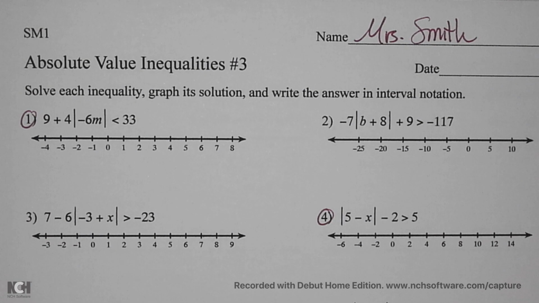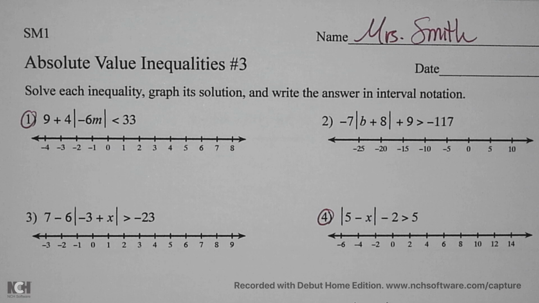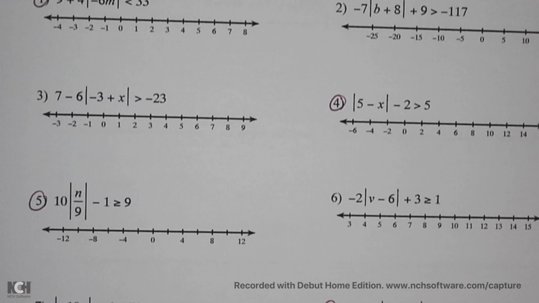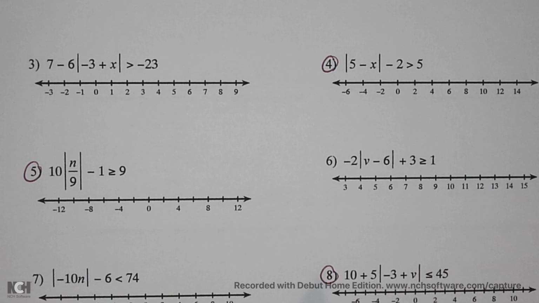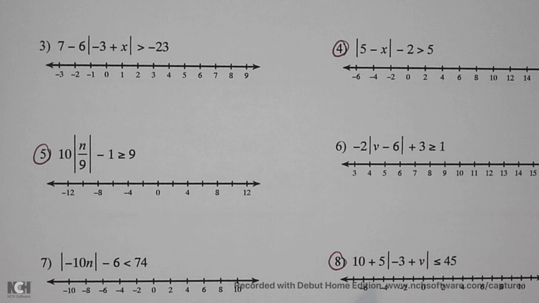We are going to be doing the absolute value inequalities number 3 today. And the problems we're going to do are numbers 1, 4, 5, and 8. So if you'd like some help with those, then stick with me. We're going to go over them.